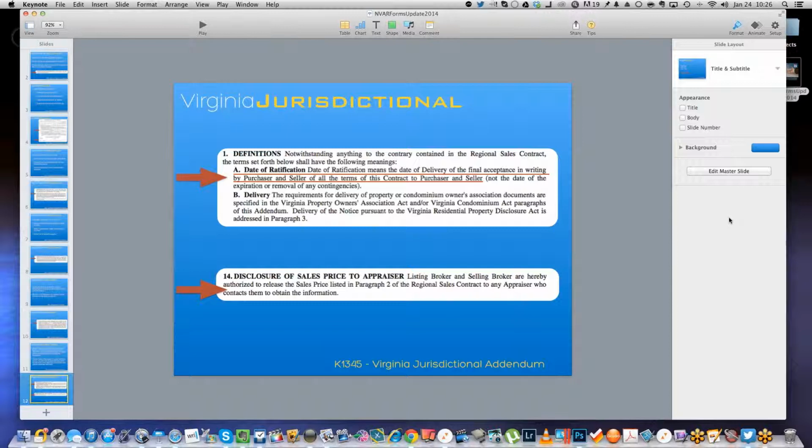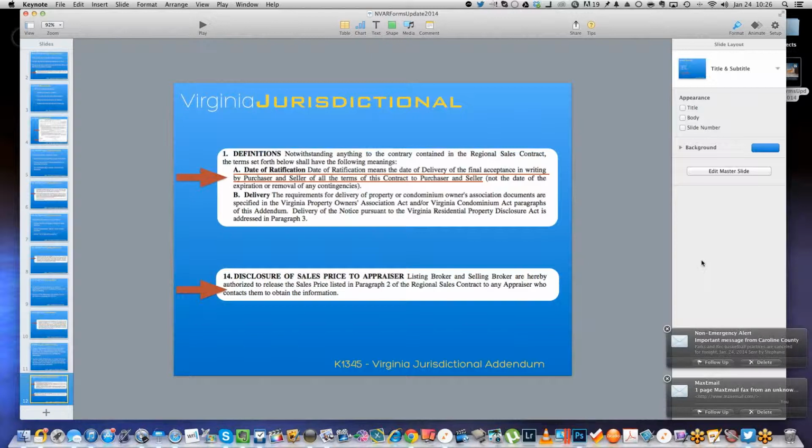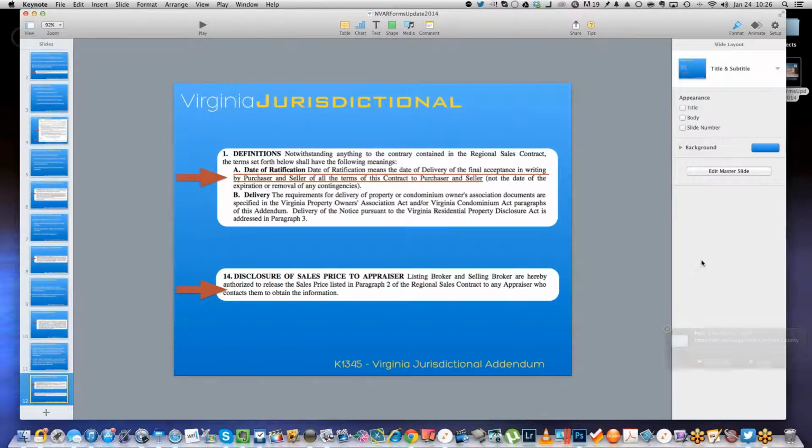All right, is there an opt-out for either party on this disclosure of sales price in the contract? There's always an opt-out. Either party could scratch through paragraph 14, both parties could initial, and that would nullify the opportunity to share the information. If you think about it, pretty much the only person who's going to be given this question is going to be the listing agent. Buyer agents typically aren't going to be contacted by the appraiser. Almost always it'll be the listing agent.